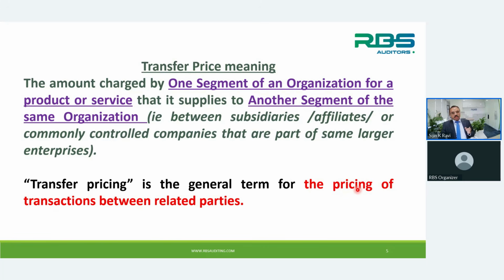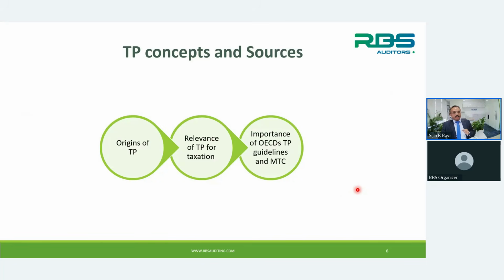In the UAE context, it is the price between related parties and connected persons. So let us understand in detail what exactly the TP concept and its sources are. First we will see the origin of TP, when it is a TP and how it is arrived at, then the relevance of TP for taxation, then the importance of the OECD TP guidelines and the Model Tax Convention, MTC.